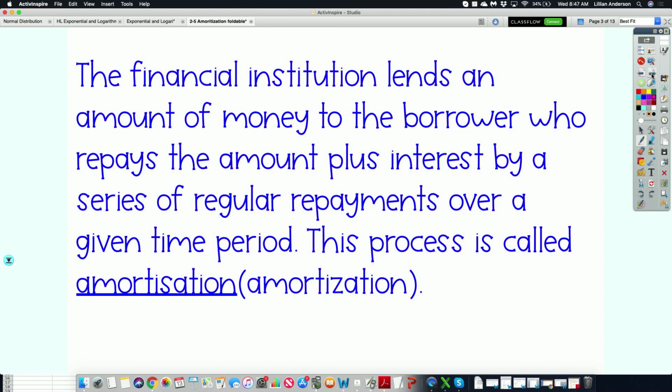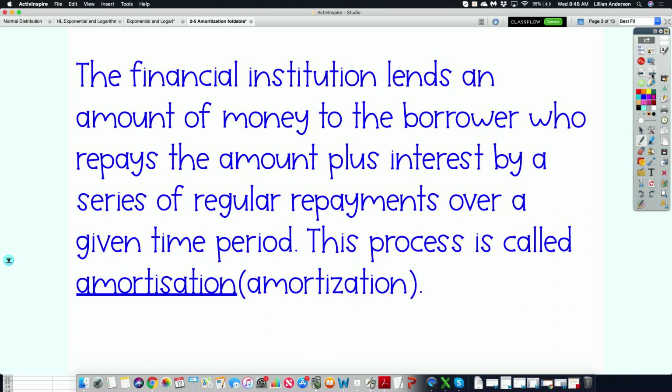The financial institution, a lot of times that could be a bank or a credit card company, will lend out the amount of money to a borrower. Remember we talked about what a borrower is, that would technically be you, who repays the amount plus interest by a series of regular repayments over a given time period. That process of you paying off the amount that you borrow plus interest on a monthly or regular basis is called amortization. That's what it's called.